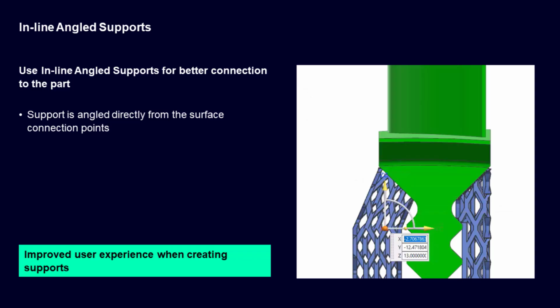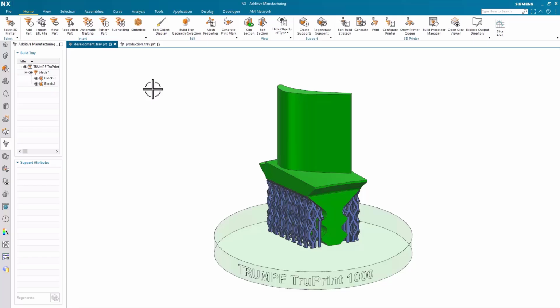Inline angled supports are now available in NX 2312. This means that when a situation calls for supports that are not vertical, the attachment to the face of the part can now be easily adjusted to match the angle of the attachment face. This can result in easier support removal and less material usage overall.